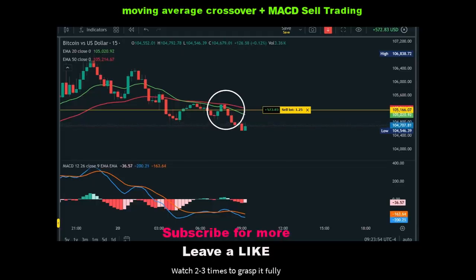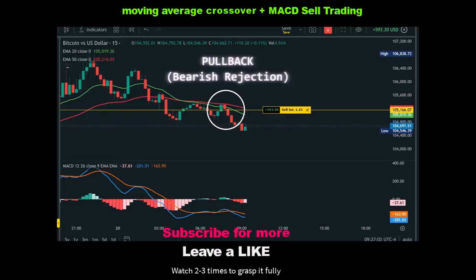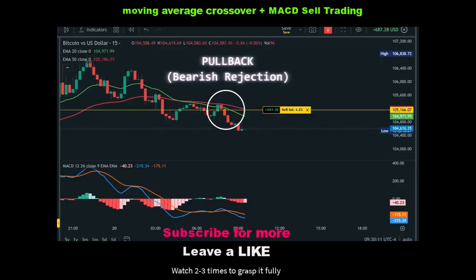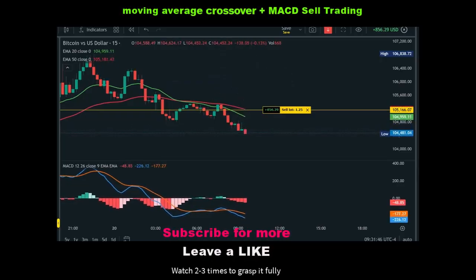The price made a pullback right to the 50 EMA and gave us a clear bearish rejection, a strong sign that sellers were still in control. That gave me the confidence to hold the position even as the market fluctuated.